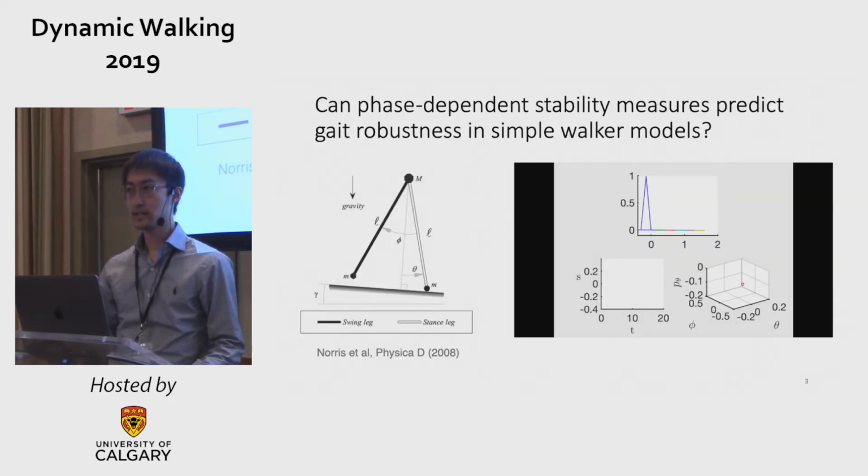In order to validate the phase-dependent stability measures for walking, we test them on simple passive dynamic walkers to see the relations between these measures and gait robustness as an indicator of falling probability.